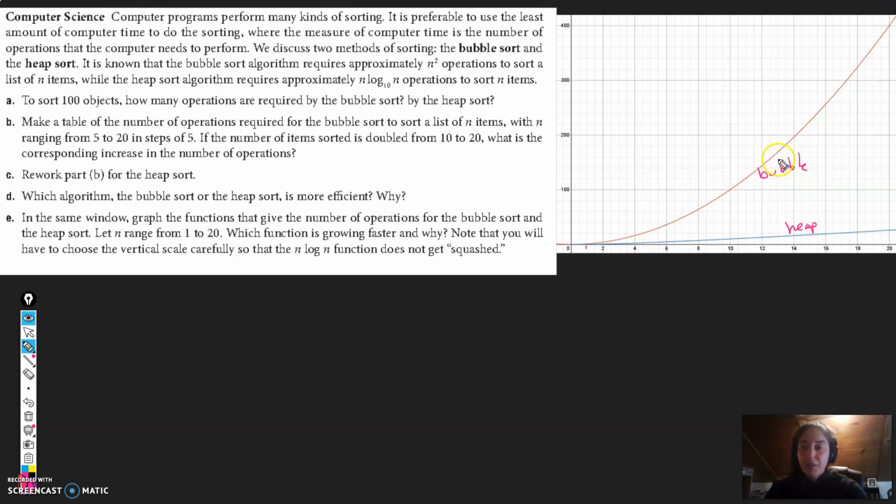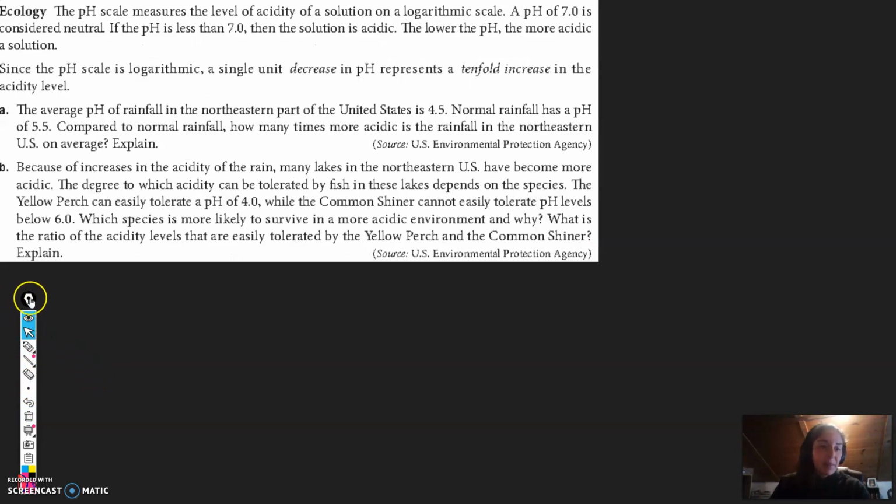Okay, so here's the graph of bubble versus the graph of heap. As far as computing times and sorting algorithms, heap is the way to go. So that was that problem. This next problem is going to have to deal with pH.